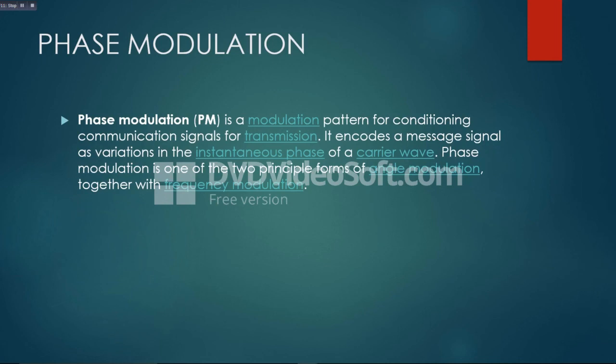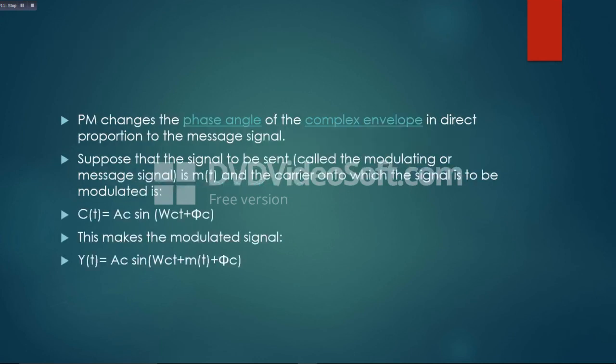The phase of a carrier signal is modulated to follow the changing signal level of the message signal. The peak amplitude and the frequency of the carrier signal are maintained constant, but as the amplitude of the message signal changes, the phase of the carrier changes correspondingly. PM changes the phase angle of the complex envelope in direct proportion to the message signal.